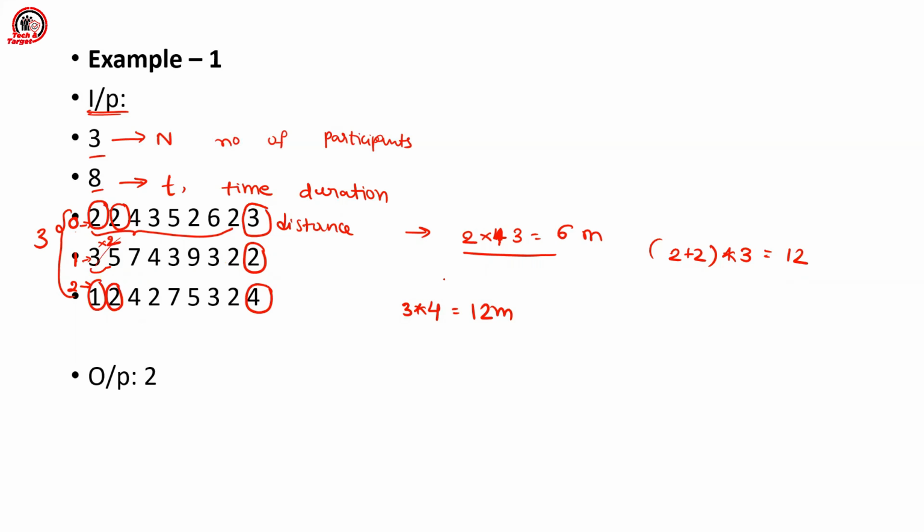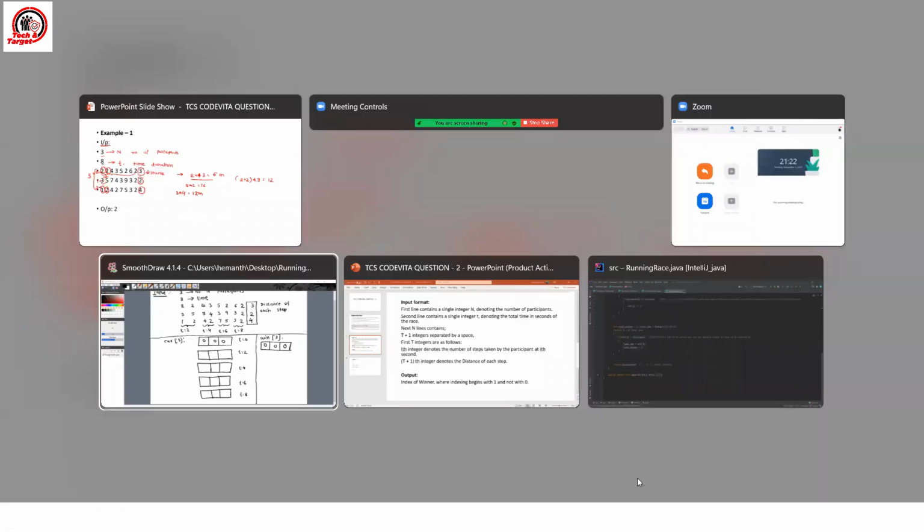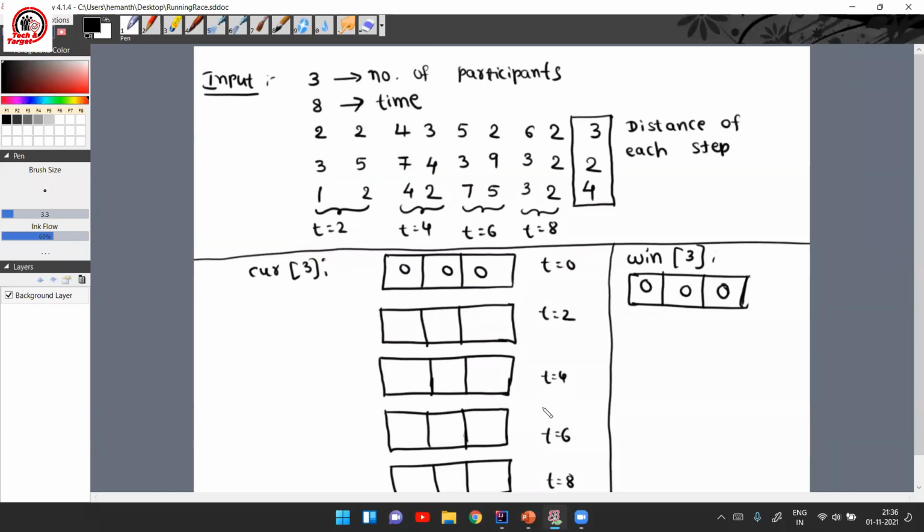And the second person was 5 plus 3, 8. 8 times 2, that will be 16. So this is how you will calculate for each 2 seconds. Now, after this, we'll move into the place where I'll be explaining you the intuition and the solution, how to solve the problem.